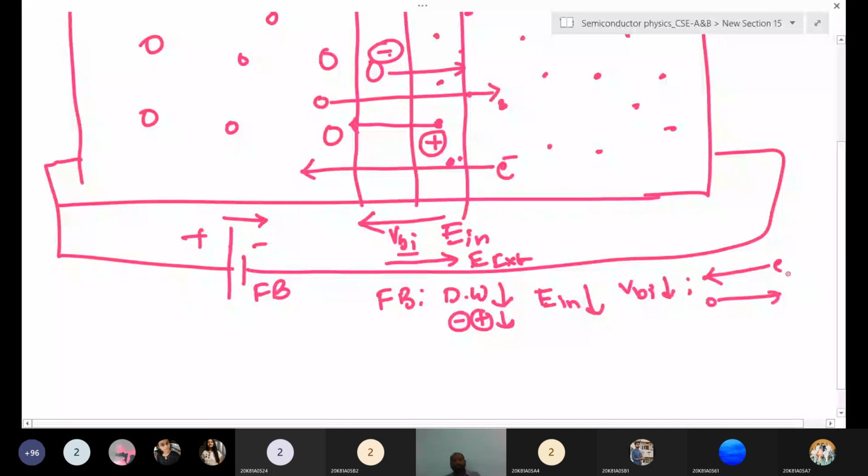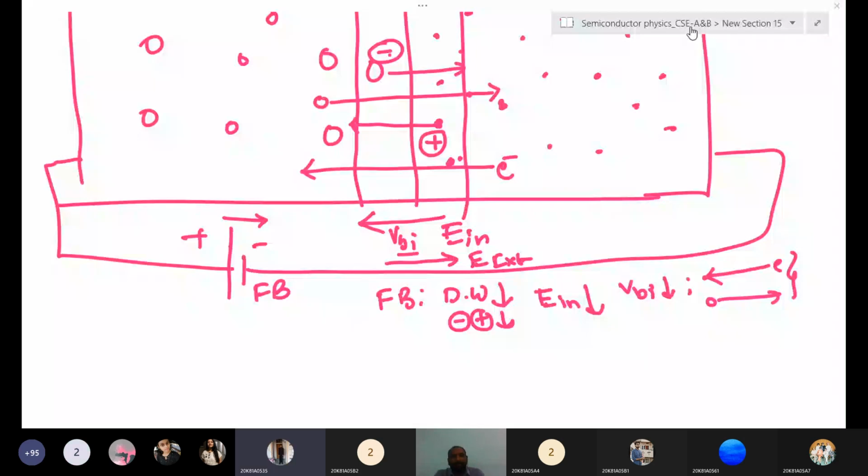So what happens in forward bias? Please tell me. What happens in forward bias? Come on, just now I explained.